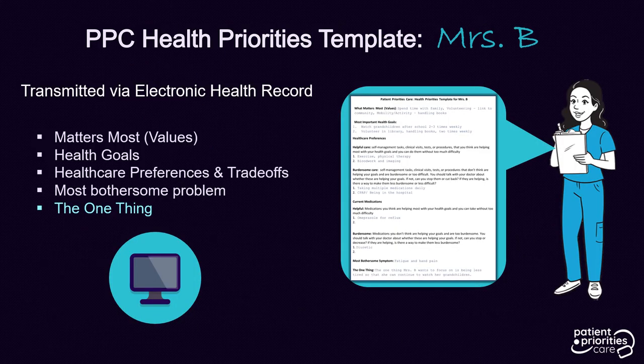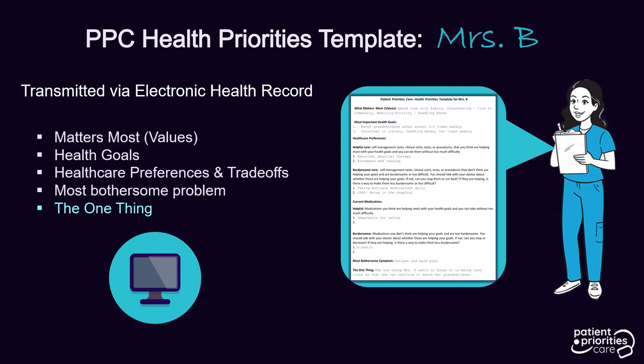Here is a template from Mrs. B's session to identify her health priorities. Ideally, this template is made available in your patient's electronic health record to review during your visit. It includes what matters most, the patient's values that reflect what is important in life that don't tend to change over time.